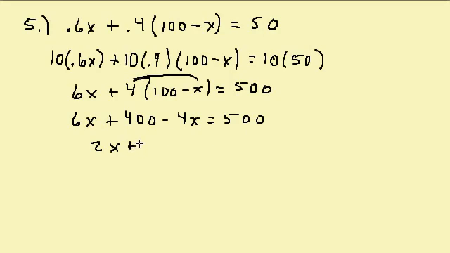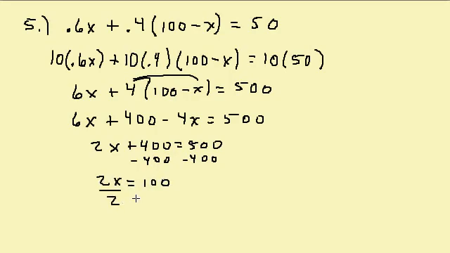Combine like terms. 2x plus 400 equals 500. Subtract 400 to both sides. I get 2x equals 100. Divide both sides by 2, and I get x equals 50.